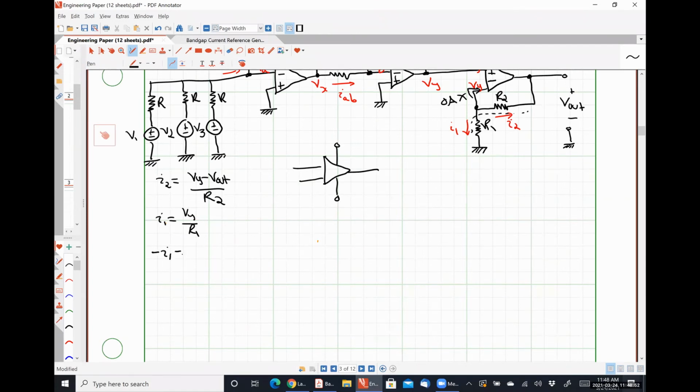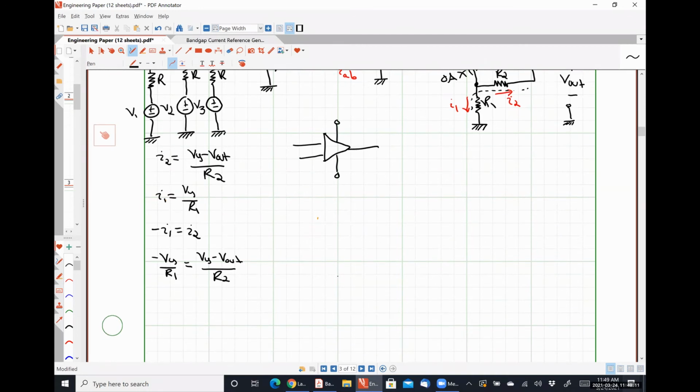And we'll say negative I1 equals I2. And then just substituting in our equations, we get negative Vy over R1 equals Vy minus V out over R2. And we want to solve for V out. So we'll get negative Vy over R1 minus Vy over R2 equals negative V out over R2.